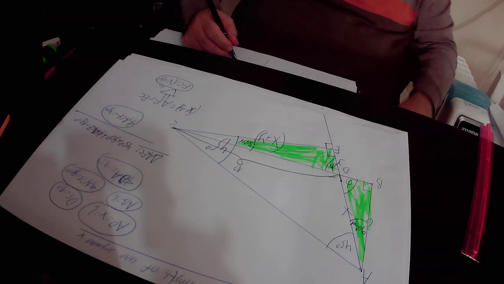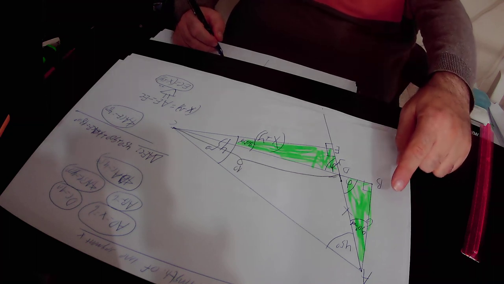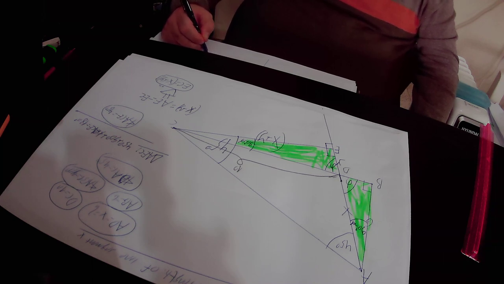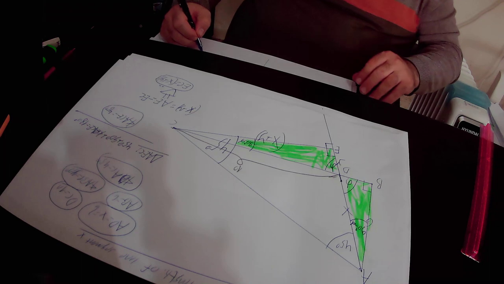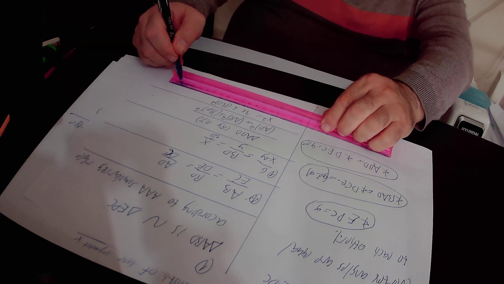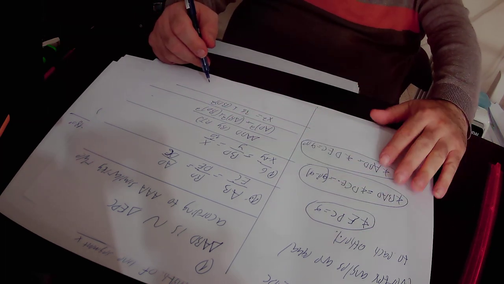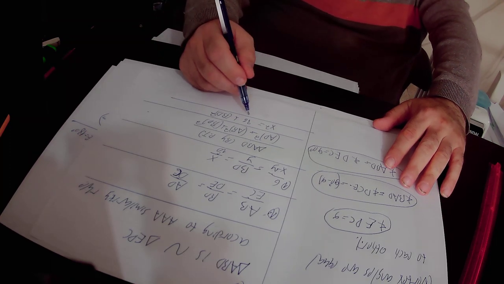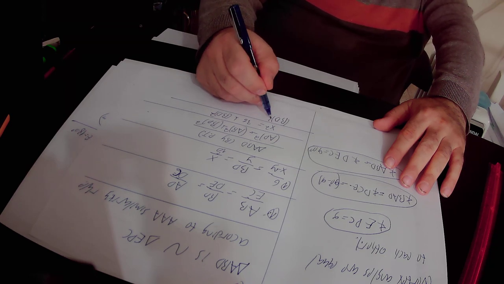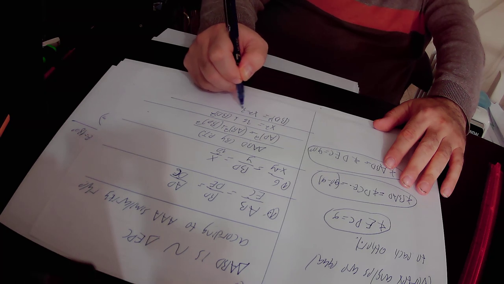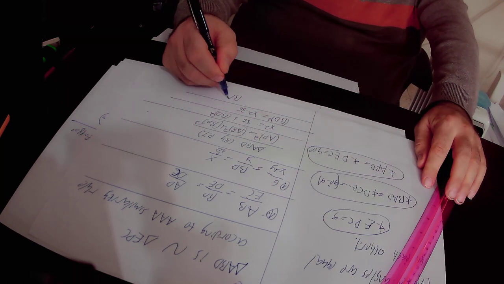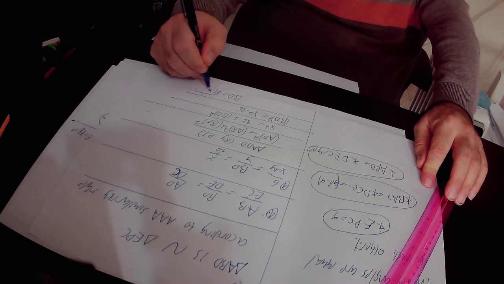AD is x, so AD square is x square, and it is equal to AB square. AB is 6, so AB square is 6 squared, that is 36. Plus BD square, BD is the missing line segment. So in conclusion, we found out that x square equals 36 plus BD square. We subtract 36 from this equation and we get that BD square equals x squared minus 36. We will take the root of this equation and we will get that the value of BD is equal to the square root of x squared minus 36.